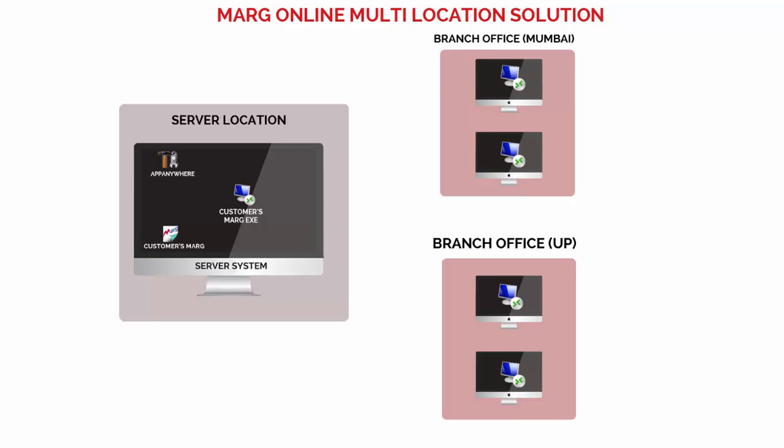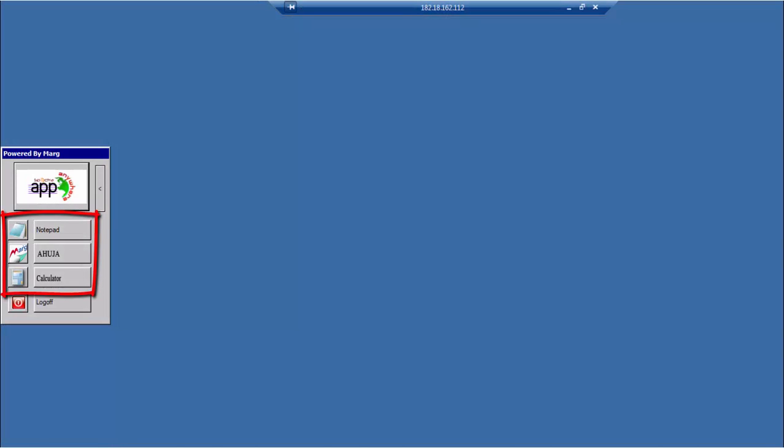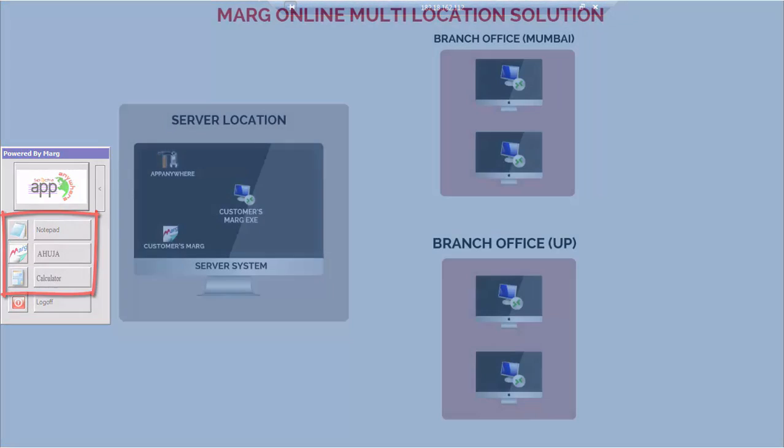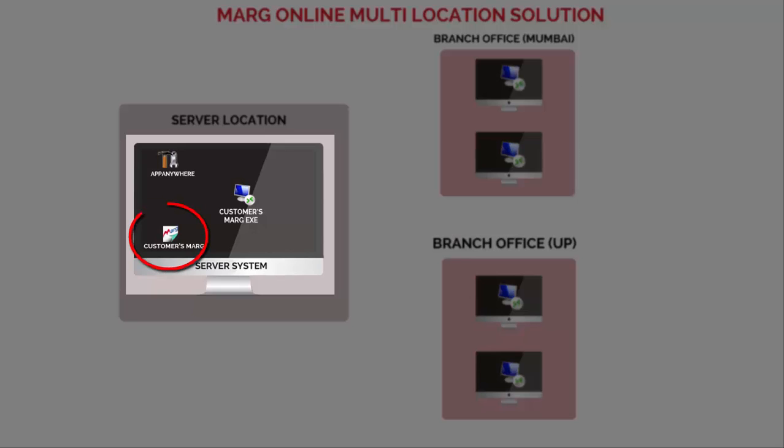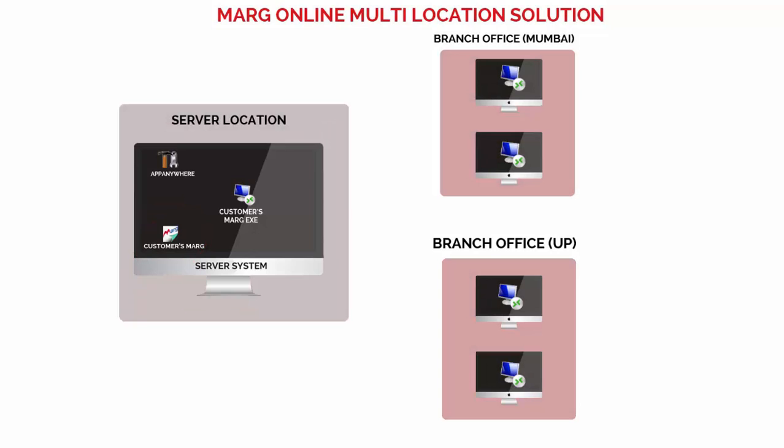So suppose Notepad, Calculator and the customer's Marg software application are assigned in the customer's exe. When the customer clicks on that exe at his place, these three applications will be in front of his screen, which he can access. So the customer can click on the exe and run Marg from anywhere. Whatever transaction and working is done on that Marg is actually being done on the server system where his Marg is installed. Therefore the working is saved in the server system.